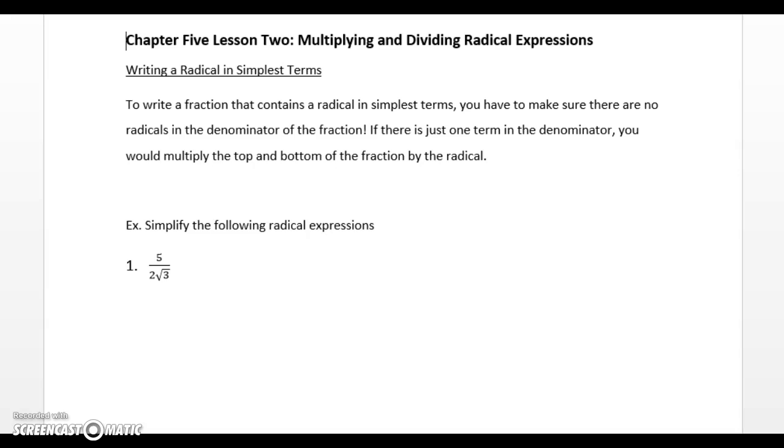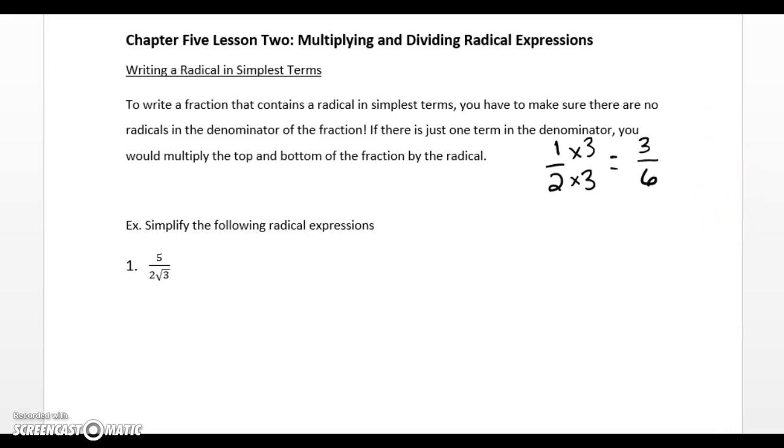So if there were just one term in the denominator, all you have to do is simply multiply the top and the bottom of that fraction by that radical. It's very similar to trying to keep a fraction equivalent. Say you had 1/2 and you wanted it to have a denominator of 6. To keep that fraction equivalent, you'd multiply by the exact same number. So if you multiply the bottom by 3, you have to multiply the top by 3, and then you'd have 3/6. Of course, this fraction here isn't in simplest terms, but it follows along the same idea where we have to keep it equivalent.